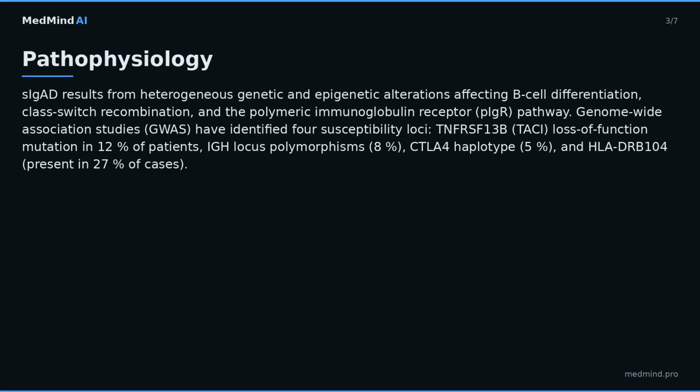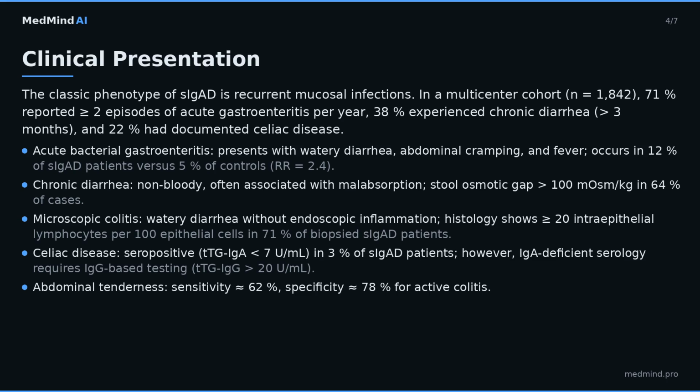The resulting deficit permits unchecked adherence of commensal bacteria to the epithelial surface, fostering dysbiosis characterized by a 2.5-fold increase in proteobacteria and a 1.8-fold decrease in firmicutes, 16S rRNA sequencing. Clinical presentation. The classic phenotype of sIgAD is recurrent mucosal infections.